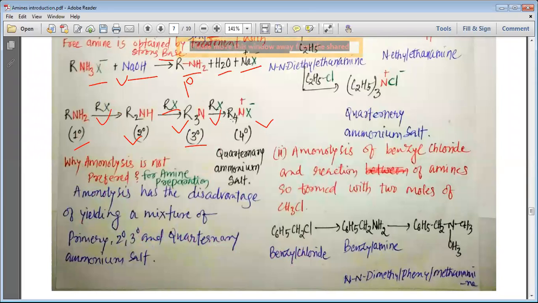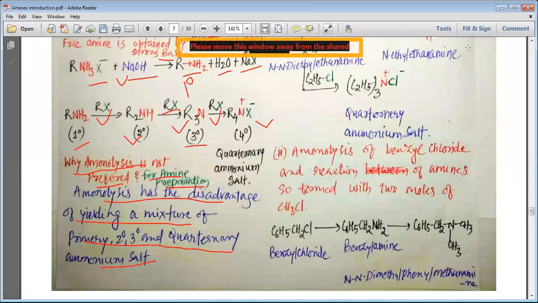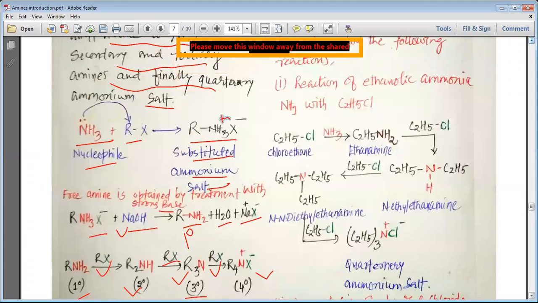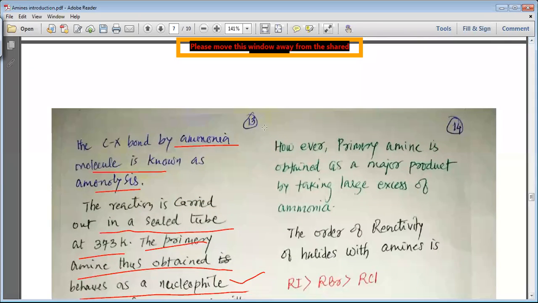Please remember that as it is a mixture of primary, secondary, tertiary, quaternary salts or amines, it is difficult to separate them. Why is ammonolysis not preferred? Why do we not prefer this ammonolysis for amine preparation? For the preparation of various amines, we generally do not prefer this process, which is known as ammonolysis. What is the reason? Ammonolysis has the disadvantage of yielding a mixture of primary, secondary, tertiary, and quaternary ammonium salts. So as the ammonolysis takes place, we get a mixture of primary, secondary, tertiary, and quaternary ammonium salts.